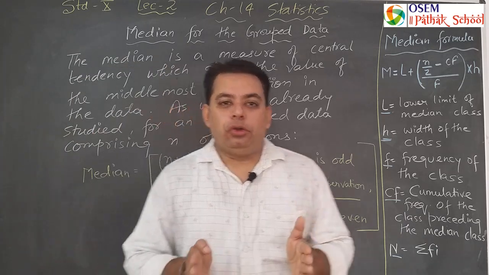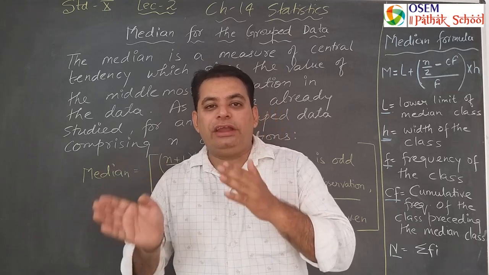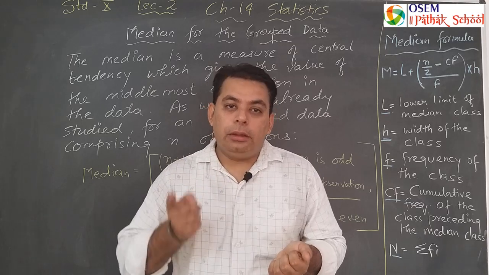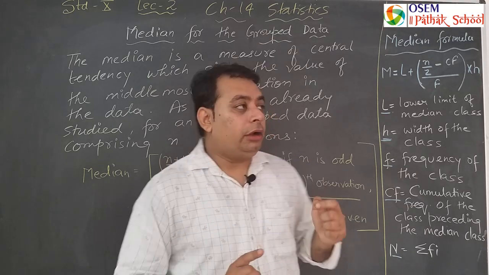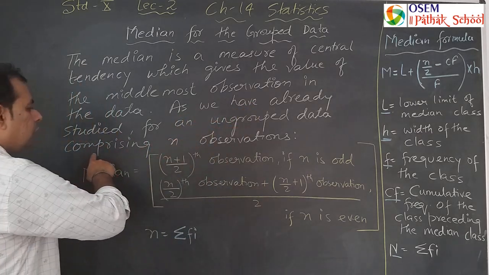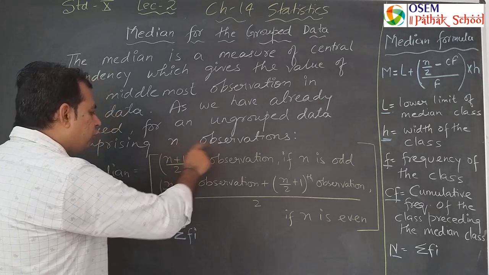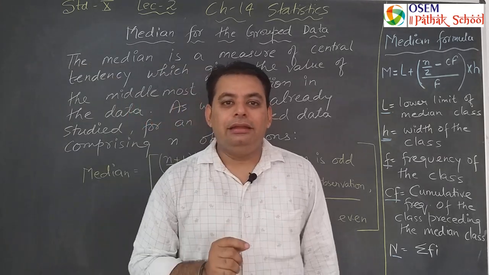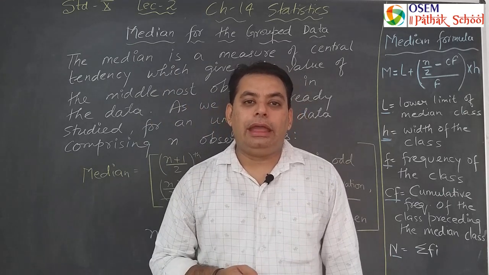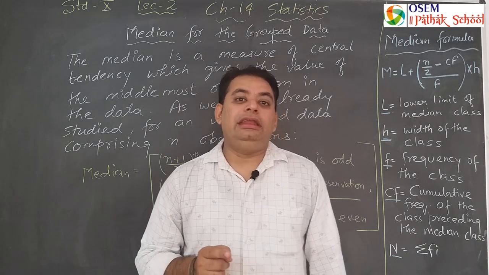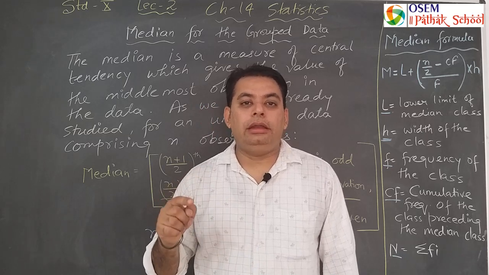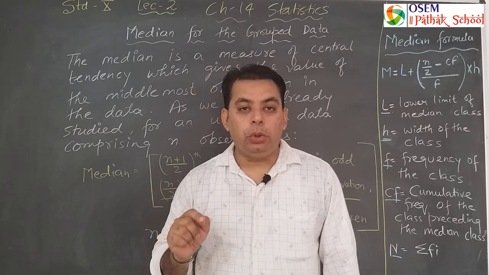Suppose a data has been given to you and you have been given a task to find out the midpoint. How can you find it? There is a formula that we have to apply, by which we can find the median. But in class 9 we have already studied it for ungrouped data comprising n, the number of observations. If the number of observations is odd, we apply the formula n plus 1 divided by 2. But if n is even, we take n by 2 and n by 2 plus 1, divided by 2.